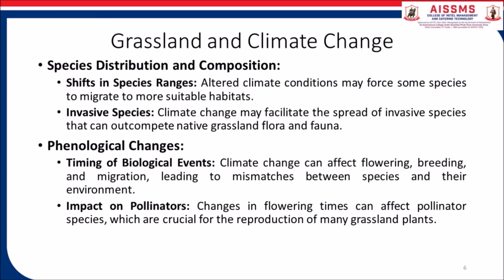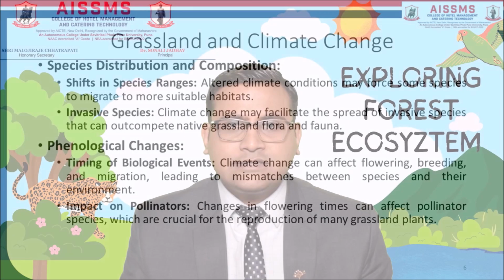Next point will be phenological changes, the timing of biological events. Climate change can affect the timing of phenological events such as flowering, breeding, and migration, leading to a mismatch between the species and their environment. It also impacts the role of pollinators. Changes in flowering times can affect pollinator species, which are very crucial for reproduction of many grassland plants.